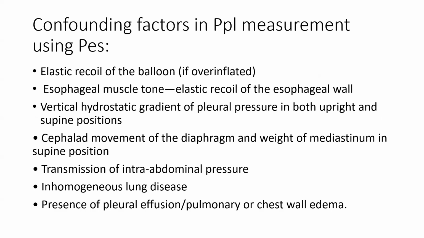Now, confounding factors in pleural pressure measurement using esophageal pressure: elastic recoil of the balloon, esophageal muscle tone, elastic recoil of the esophageal wall, vertical hydrostatic gradient of pleural pressure in both upright and supine positions, cephalad movement of the diaphragm and the weight of the mediastinum in the supine position, transmission of intra-abdominal pressure, inhomogeneous lung disease, presence of pleural effusion, and pulmonary and chest wall edema.